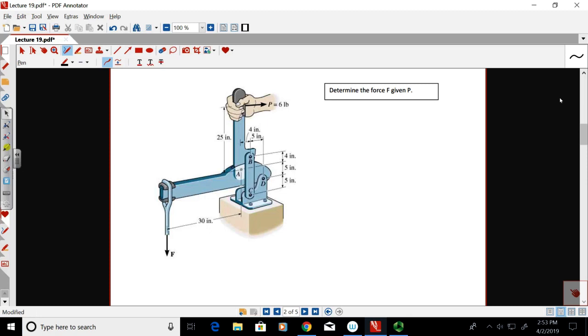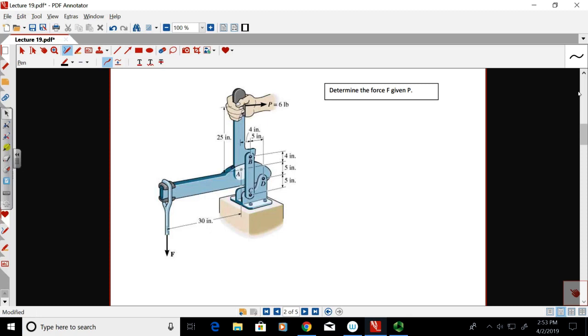Well, the thing we've got to do here is we've got to start to take this apart. When we start getting into these multi-body systems, we have to take them apart, and when we take them apart, we have to be careful how we do it. All right, so how we're going to do this problem to determine the force F given P.